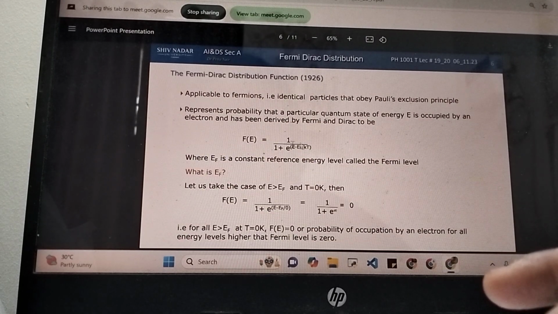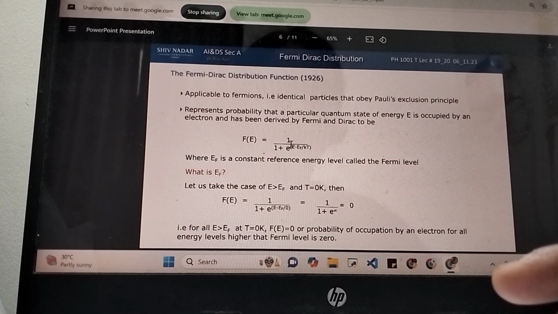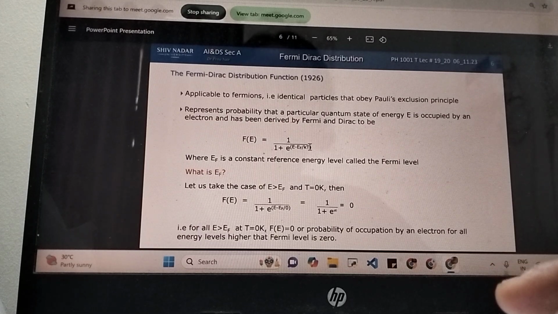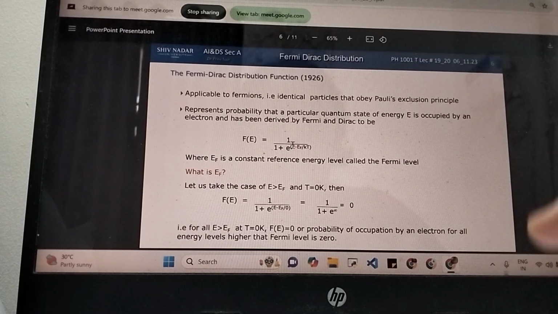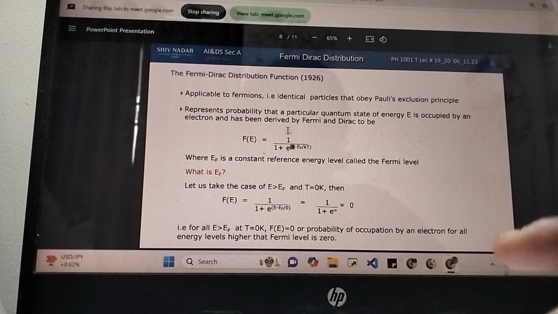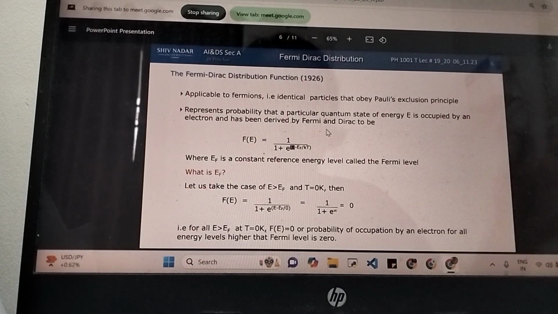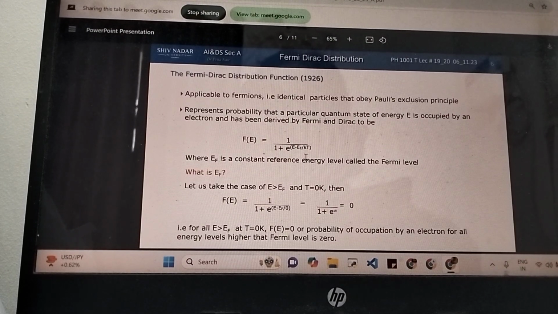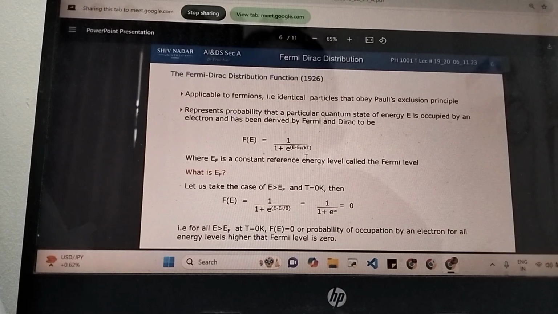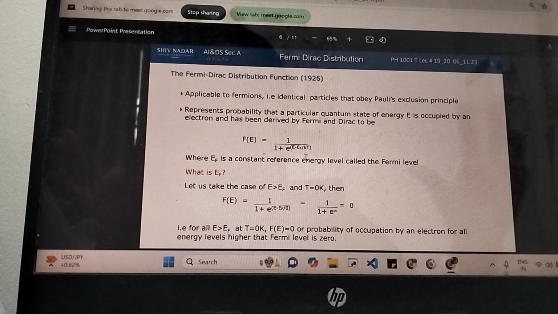And it is given by 1 by 1 plus e raised to (E minus EF) by kT. So K is a constant, T is the temperature at which you are dealing with the electron, capital E is the energy of the electron. So those are either constants or they depend on the circumstances. But what is this EF? EF is a constant reference energy level called the Fermi level. So we are going to understand what that means now.